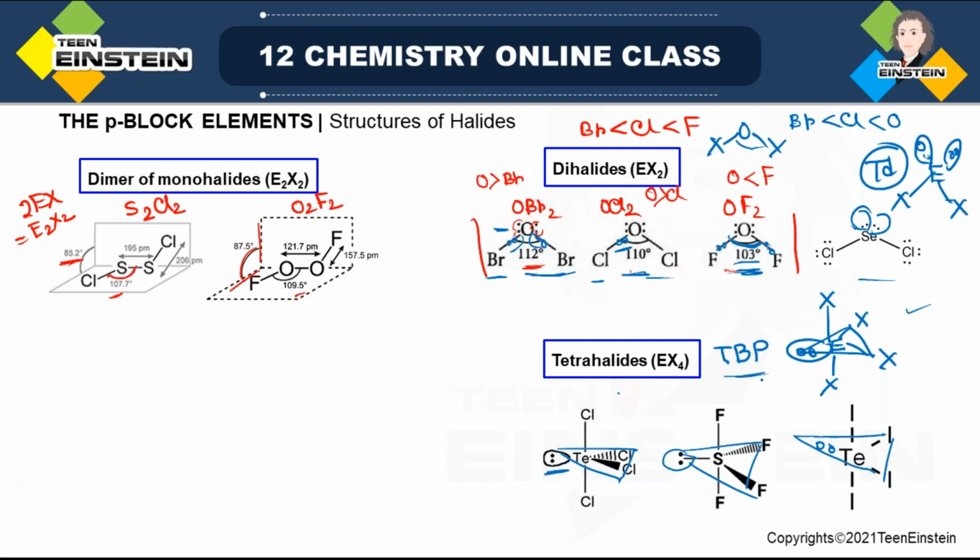But if you do not consider the lone pair, without the lone pair, the shape is like this, right? And this type of shape is known as seesaw. So the seesaw structure is common for tetrahalides like EX4. Up to this point, is there any doubt regarding the structures?